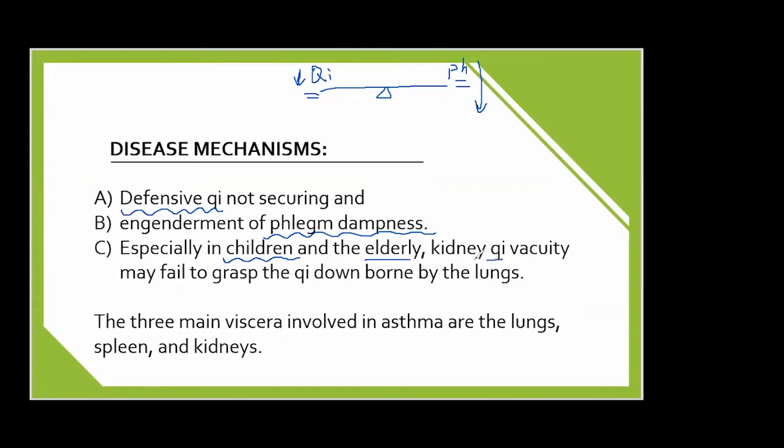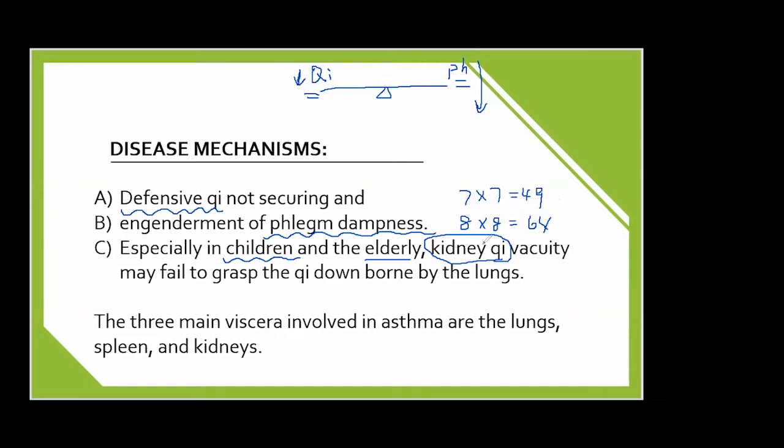Children's kidney qi is not totally developed yet. For aging people, we say for the female, 7 times 7: after 49 years old, the kidney qi will decrease. And for the male, 8 times 8, so it's later, 64. But still after that age, the kidney gets weaker.